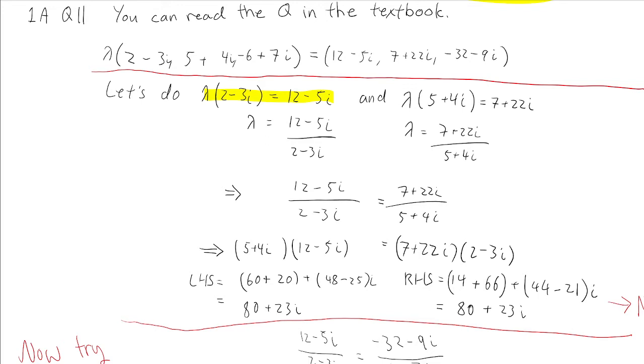And this is an equation in complex numbers with a constant coefficient. It's just a constant. So you can solve for lambda, and you can do that for another combination. So the first combination I did was lambda times 2 minus 3i equaling 12 minus 5i.